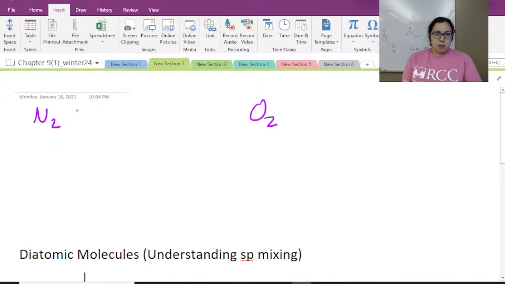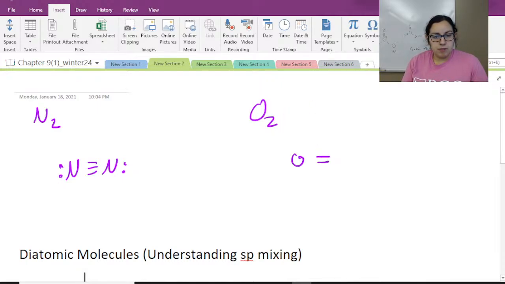All right, so describe your N2 structure. What does it look like? How many bonds do we have? Single, double, triple? Triple bond between them and then one lone pair on each nitrogen. That looks good. And then what about oxygen? One double bond between the two oxygens and then two pairs of lone electrons on each side.